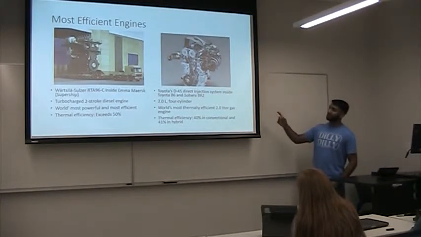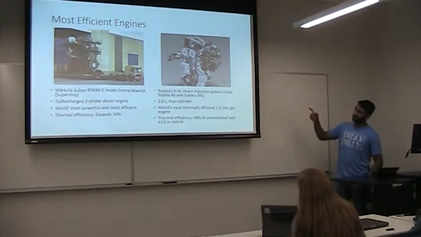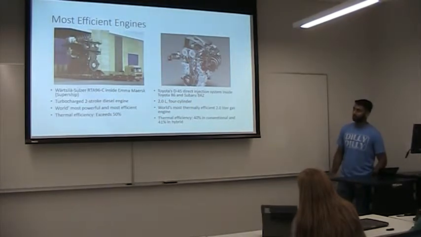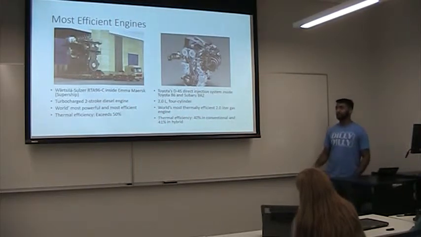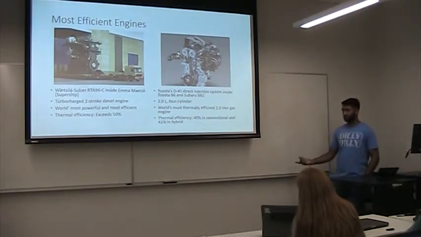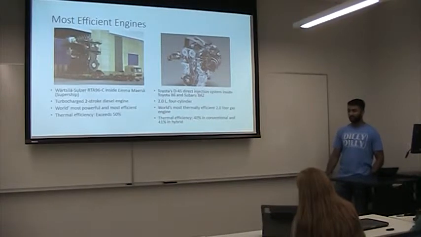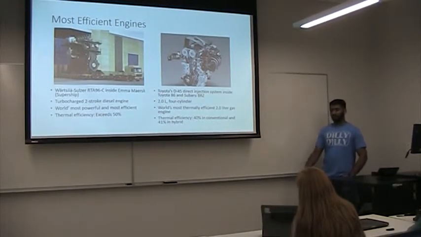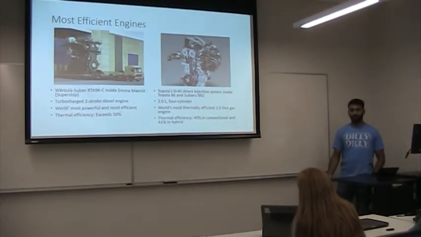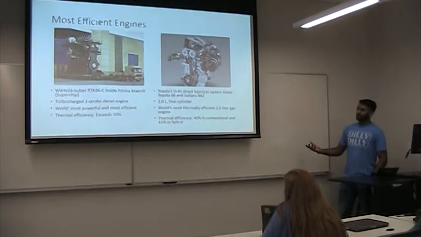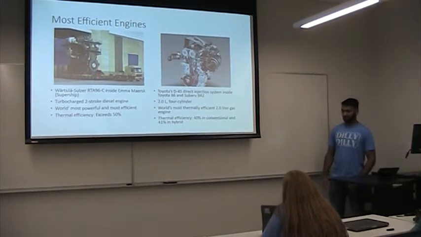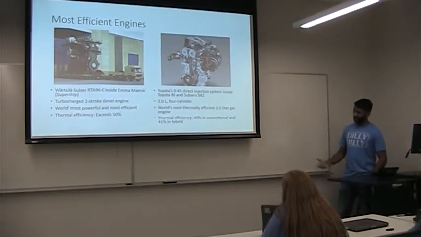On the right, you'll see a Toyota 2.0 4-cylinder engine. It's the most thermally efficient 2-liter gas engine. In a conventional gas-powered car, its thermal efficiency is 40%, but in a hybrid, it decreases by 5%. You can find them in the Toyota 86, which is a two-door car, and the WRX.